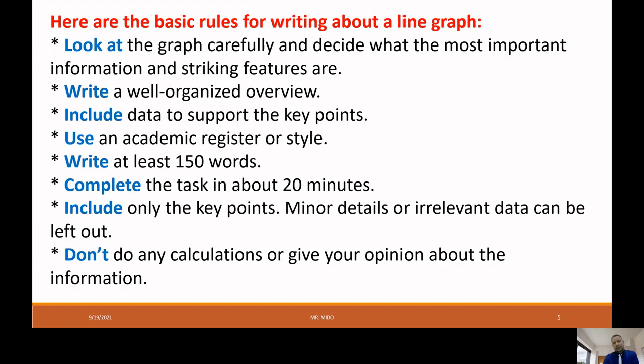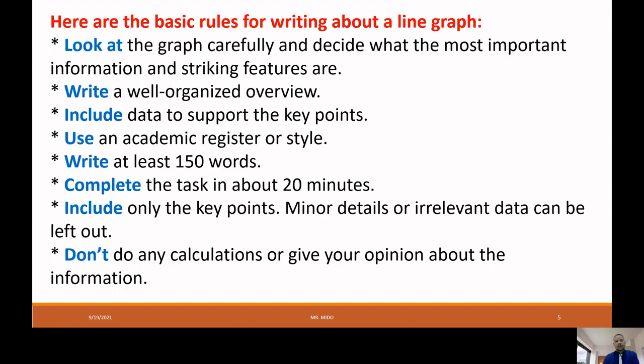A report means an overview. It's like an essay, but without a conclusion. So take care of this point. Include data to support the key points. Use an academic register or style. Academic style means vivid vocabulary.